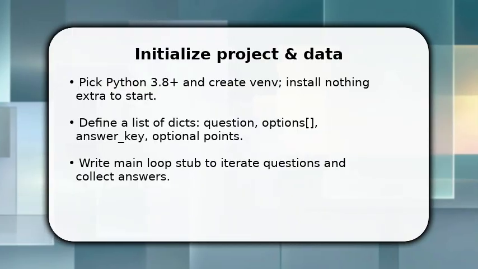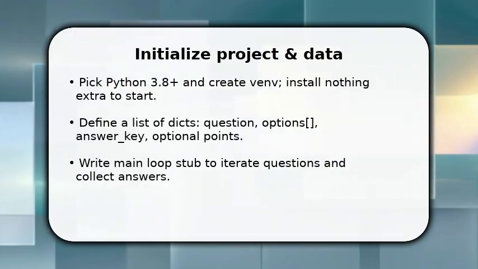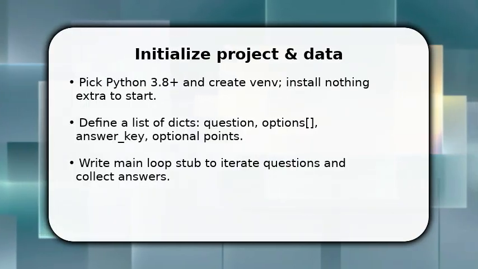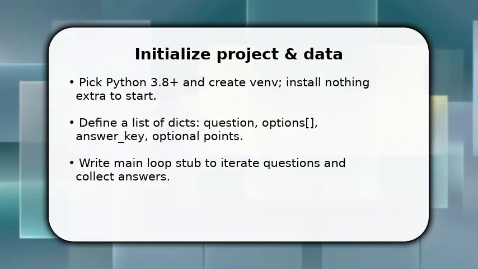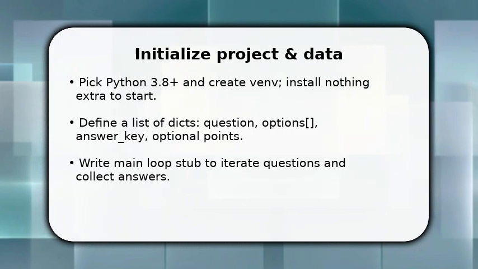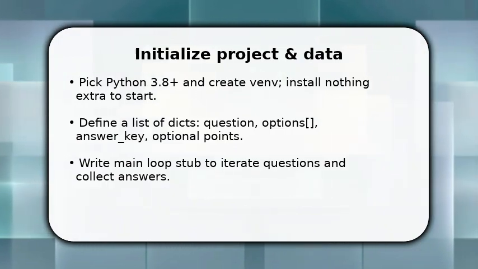Once done, implement a simple for loop that prints a question, shows numbered options, and reads user input. This first actionable step forces validation ideas early, so you'll handle invalid input later. It also gives a concrete place to add functions and scoring next.